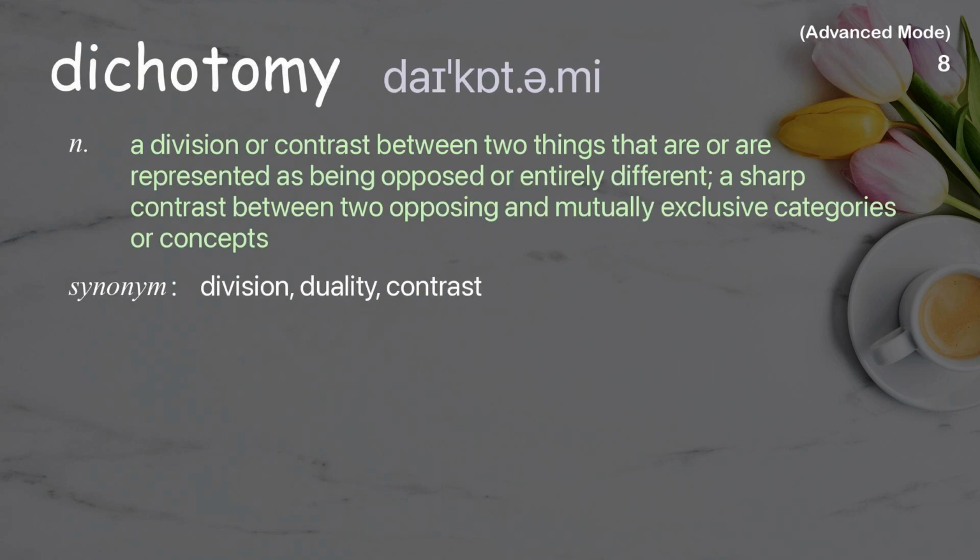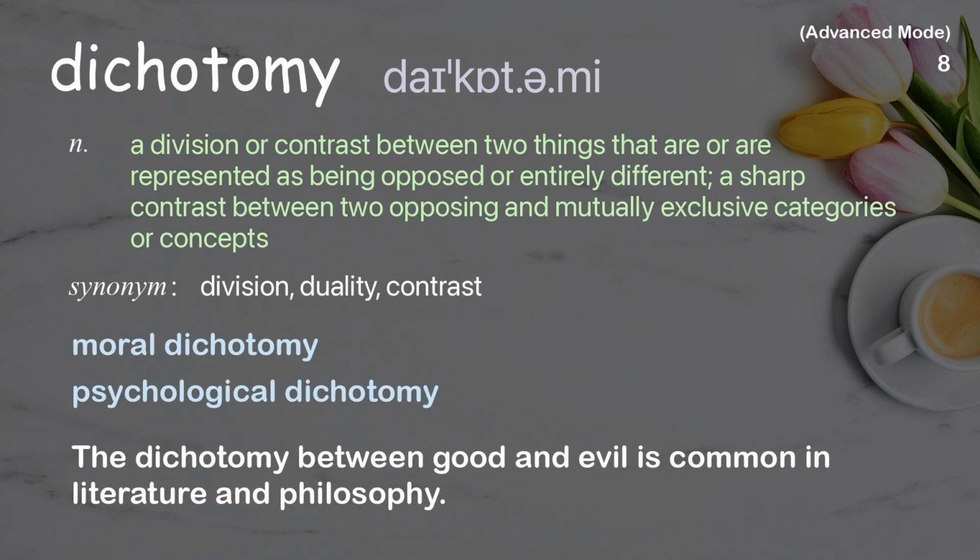Dichotomy. A division or contrast between two things that are or are represented as being opposed or entirely different. A sharp contrast between two opposing and mutually exclusive categories or concepts. Examples: Moral dichotomy. Psychological dichotomy. The dichotomy between good and evil is common in literature and philosophy.